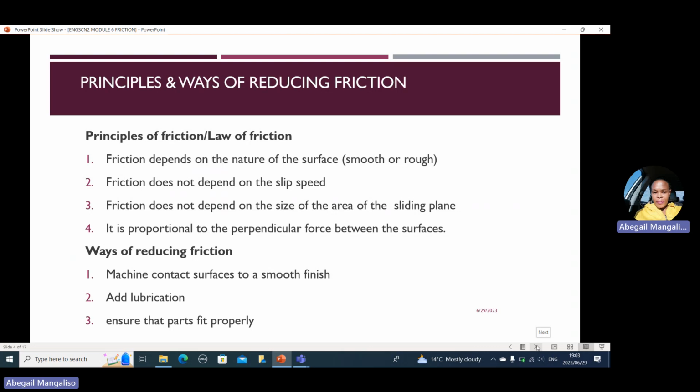Number 3, friction does not depend on the size of the area in contact. So it is not influenced by the size of area in contact, is independent of it, but it depends on the nature. The last one, friction is proportional to the perpendicular force between the surface, which is the normal force. The more you increase the applied force, the more the normal force will also increase if the object is still at rest. The ways of reducing friction. You can machine the contact surface to a smooth finish. You can add lubrication. You can ensure that parts fit properly.